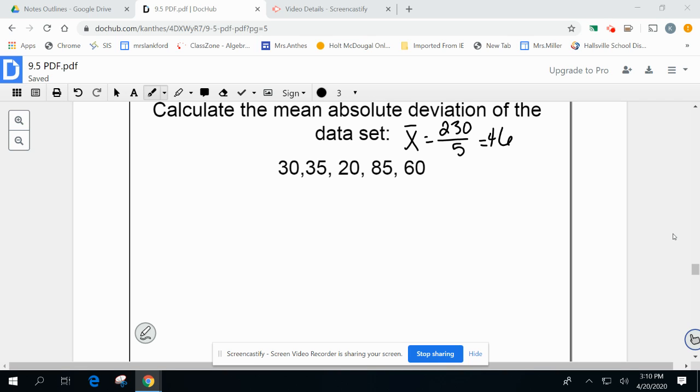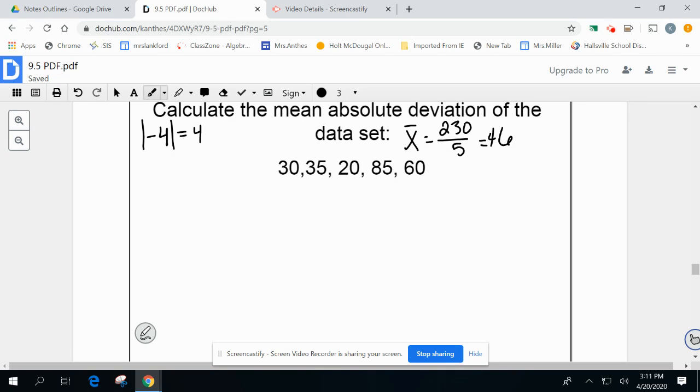Okay, so what I have to do here is take every value and subtract the mean from it, and then take the absolute value of that. Remember, absolute value turns everything positive. If I have the absolute value of -4, it's how many steps away from zero on a number line, so it's actually just +4 steps away from zero. So I'm going to do that.